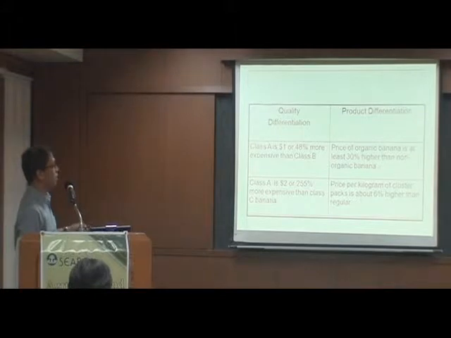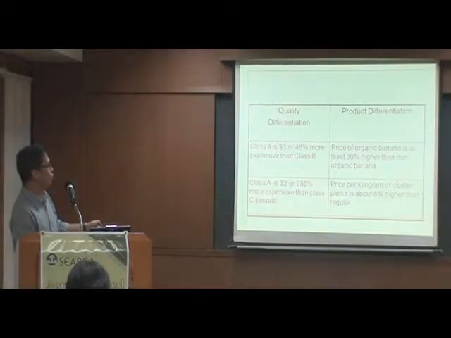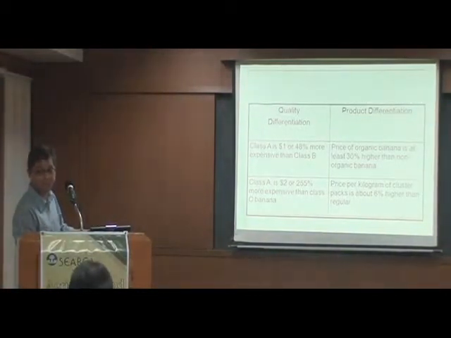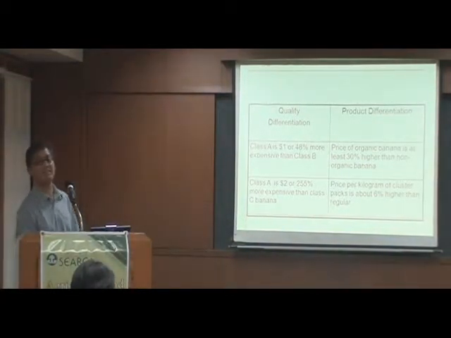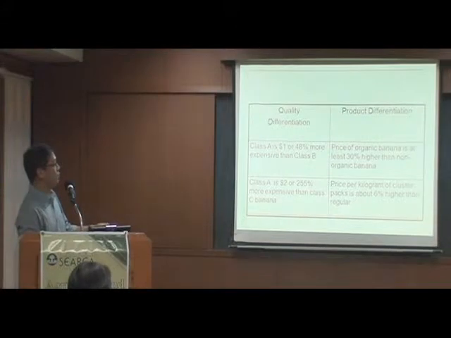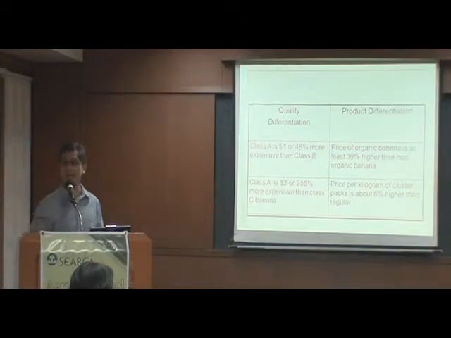But you have this option of quality differentiation and product differentiation. If you are able to produce Class A banana, that would be $1 higher than Class B, or 48% higher than the price of Class B. And Class A is 255% higher than Class C. So if you produce a higher quality banana, then you get a higher profit because of higher price. If you produce an organic banana, that's a 30% premium compared to the non-organic.